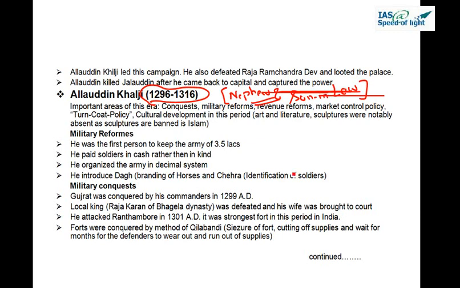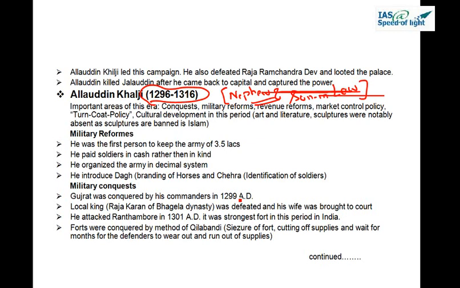because sculptures are banned in Islam. So coming to the first topic, that is the military reforms, he was actually the first king who kept a standing army of 3.5 lakh soldiers, and he started paying soldiers in cash rather than in kind. He organized the army in the decimal system, and two important practices which he started were the introduction of dag, that is the branding of horses with the royal seal, so that there could be no black marketing of horses, and second was the chehra, that is the identification of the soldiers. So these were the military reforms of Alauddin Khilji.